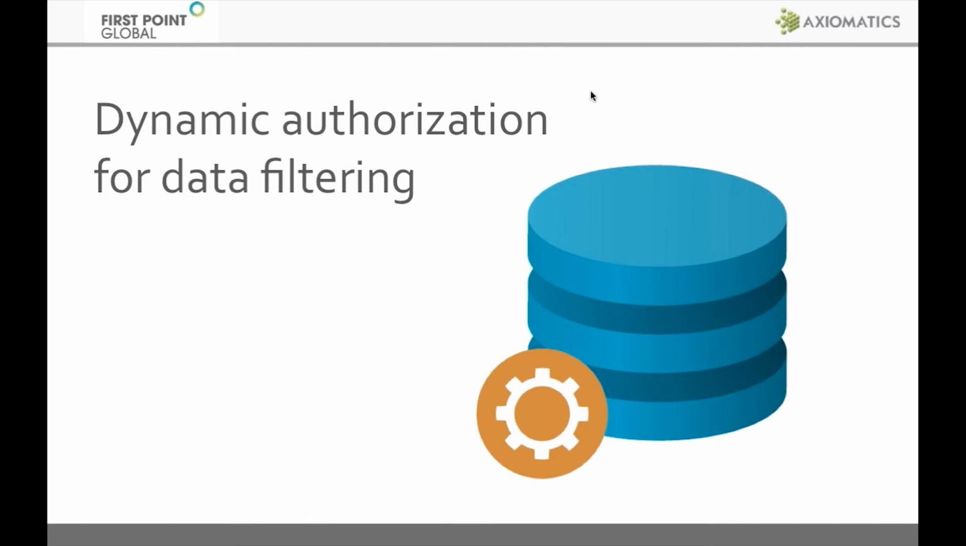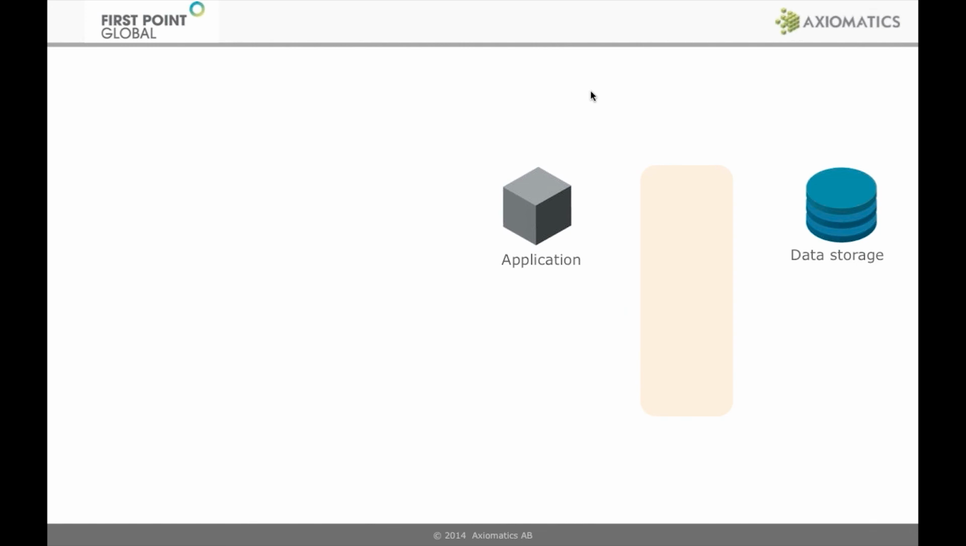It still works. And the way it works in the product that we have at Axiomatics, the Axiomatics Data Access Filter, is that we apply essentially the same architecture. You have a client application on the left-hand side, and you have the data storage on the back end. It could be an Oracle database, and that's what I'll be using for the demo today. It could also be a different type of database.